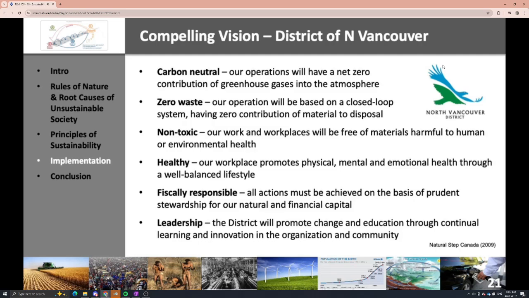So you can see they wanted their operations to become carbon neutral, zero waste, and non-toxic. They also wanted to create a healthy work environment, be fiscally responsible to protect their societal assets, and be leaders in the change and creating opportunities. You can see how the four necessary system conditions for sustainability all fit in here. The district wanted to reduce and eliminate the accumulation of materials from the Earth's crust and substances that are produced by society. They also want to reduce and eliminate their contribution to the degradation of the environment, and they want to be a leader in helping their staff and others fulfill their needs and dreams.